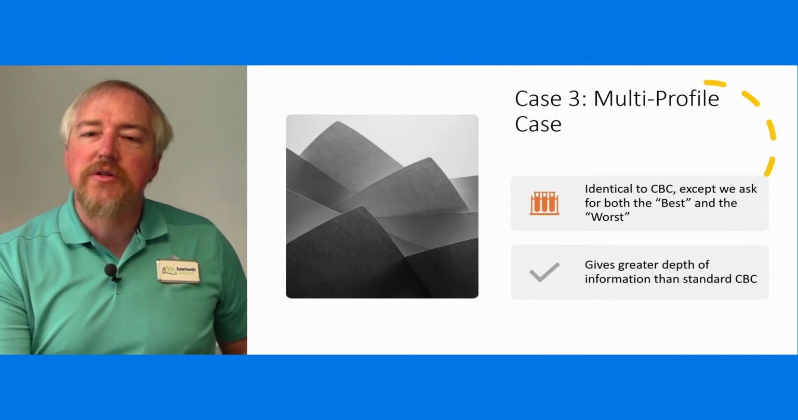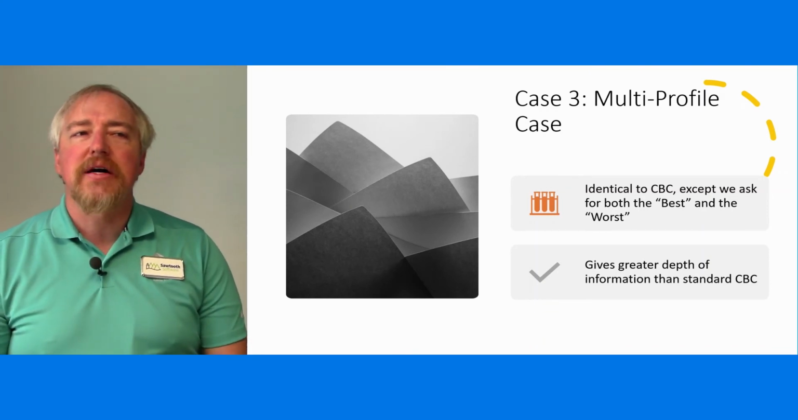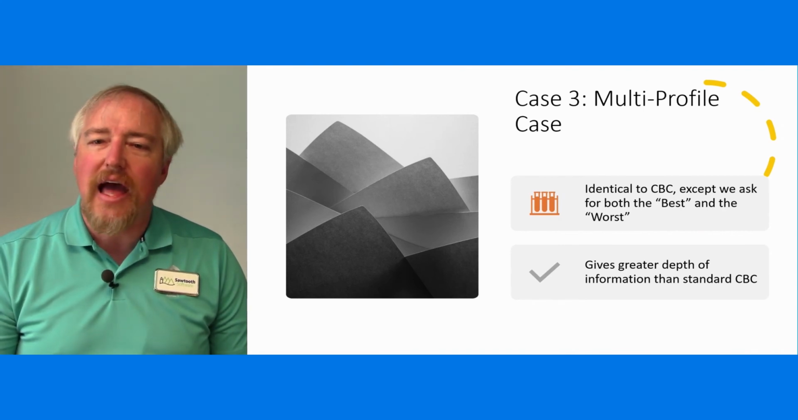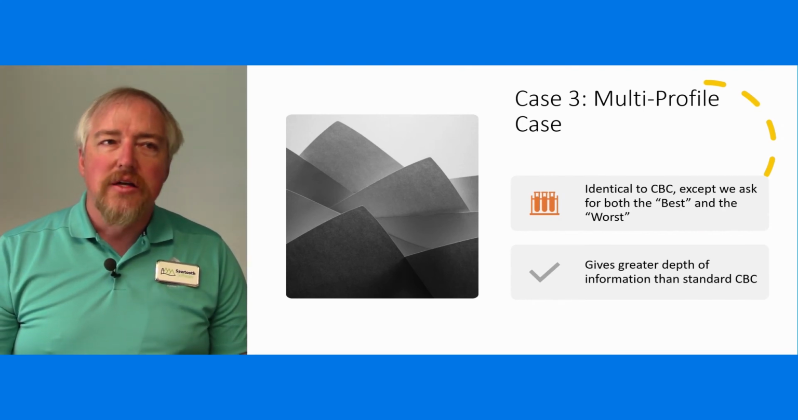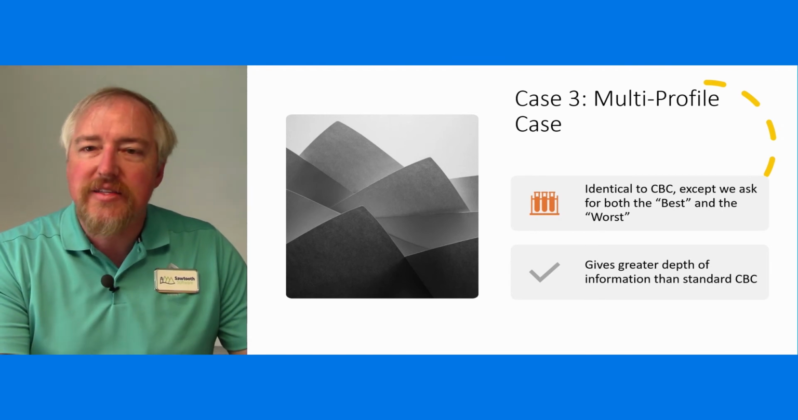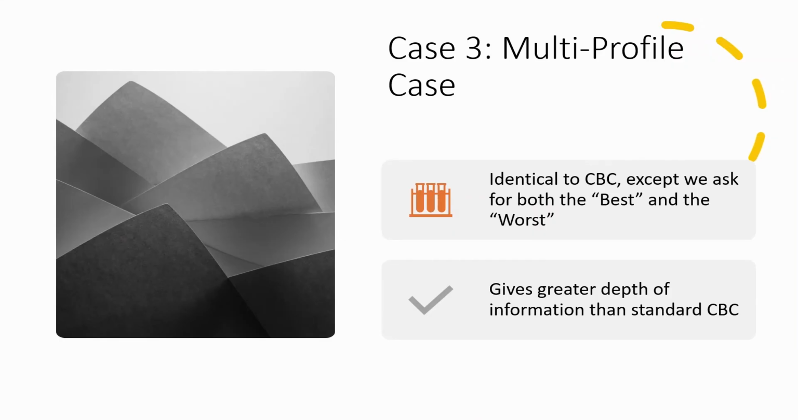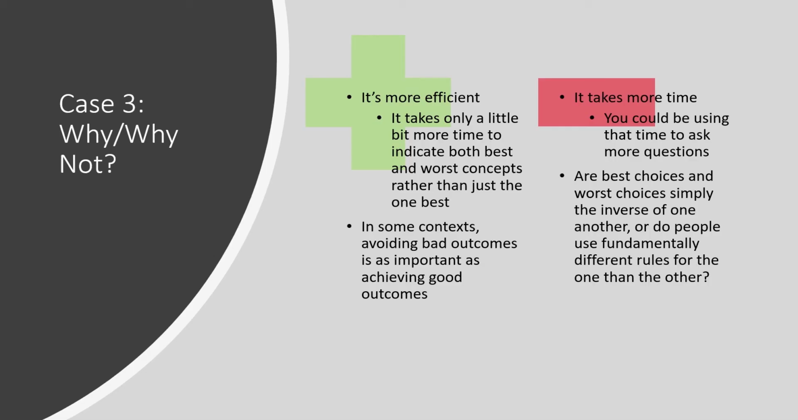Okay, so that's best worst case two. Let's talk a little bit about best worst case three. This one's a little bit easier to talk about. It's a fairly easy add to a CBC study. So best worst case three, it's identical to a CBC. We're just going to add an additional question at the bottom where we say, and what's the worst of these product concepts? So the nice thing about this is we get the good information that we get out of a CBC as far as what the additive model looks like.